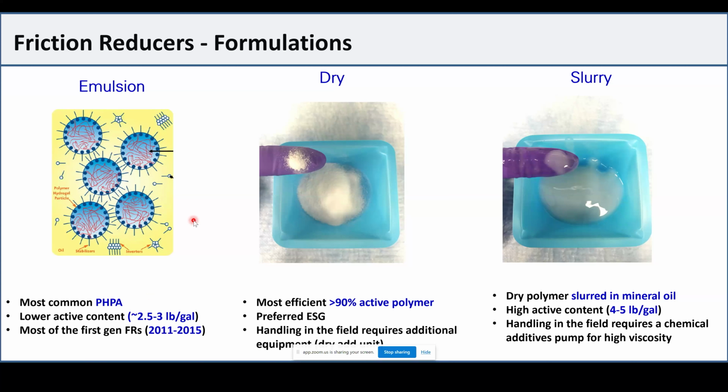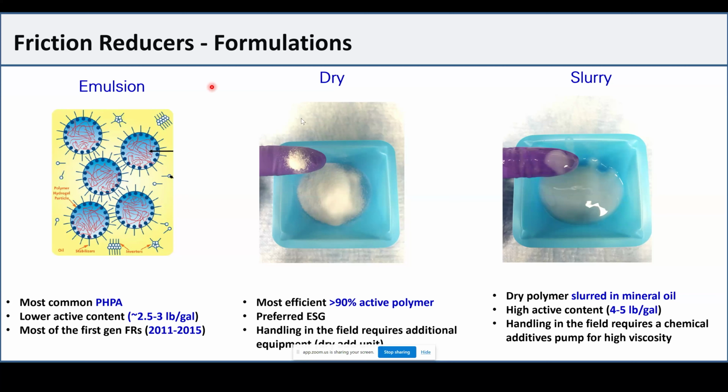However, some people further dry it to convert this emulsion to a dry product. As a dry product, the activity, instead of 20 to 35%, is almost more than 90% active polymer. So you have a smaller amount that is easy to move. From an environmental point of view, it is much preferred because you don't have any oil, emulsion, or surfactant. It requires less volume to move, and definitely it is much easier to transport.